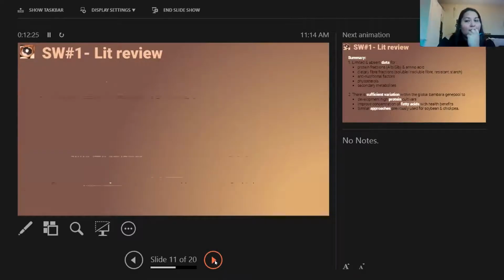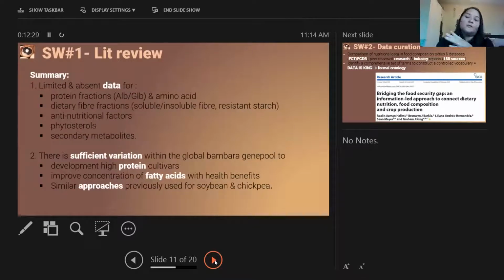So from the literature review, to summarize, using a more comprehensive multi-species approach, I was able to find that there's limited or even absent data for a lot of nutritional components for bambara groundnut. A lot of protein fractions, such as albumin and globulin, which is important for the ratio of amino acids, are very lacking. There's also not a lot of data on dietary fiber fractions. This is actually quite important in terms of resistant starch, which is important for management of diabetes and cholesterol. Very little information on anti-nutritional factors, phytosterols, and almost nothing on secondary metabolites. So it's quite a challenge because there's so little data around. The major components have quite a lot of data, but the minor components have very little.